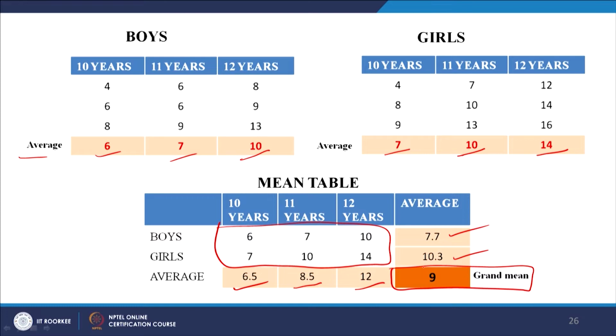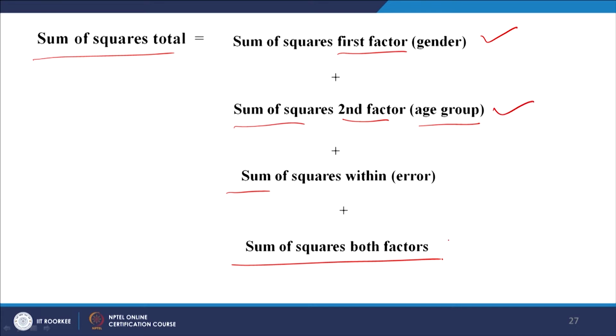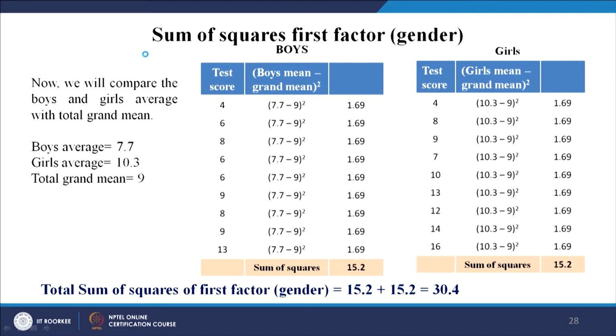From here we will go to measure the sum of squares, right. Now, first it says we want to measure the sum of square total. So, what is the sum of square total? I had explained earlier, sum of square of the first factor, which is gender, plus sum of square of the second factor, which is the age group, plus sum of the square of both the factors, age and gender. Okay. Then sum of square of the error. So, these 4 things together will be the sum of square of total. Okay. Now, let us do it one by one.